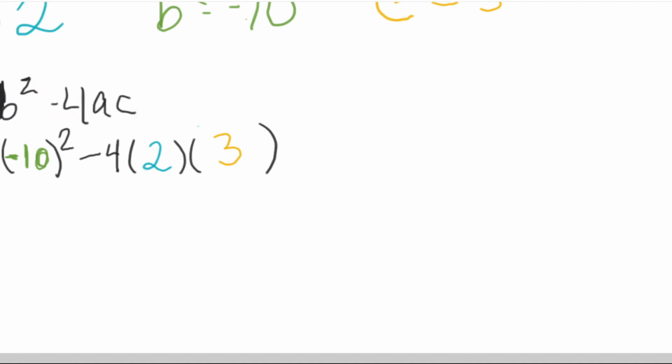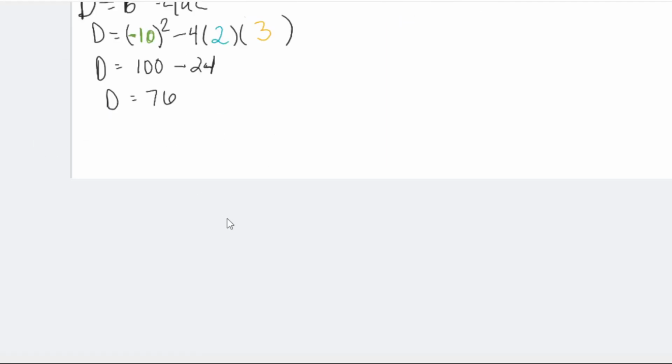All right, so here negative 10 times negative 10, that's what squaring is, 100. And here, 4 times 2 is 8, times 3 is 24. And 100 minus 24 is 76. I'll zoom it back to normal.